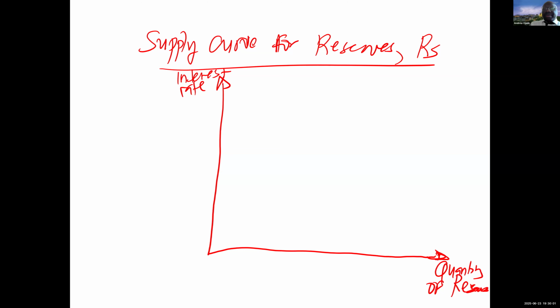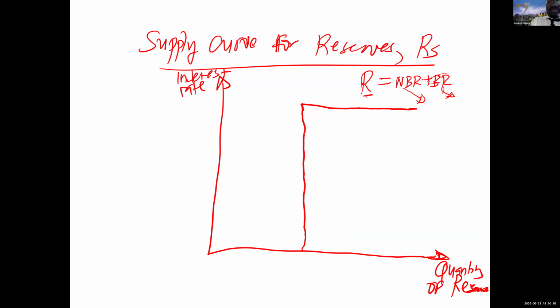The quantity of reserves in the banking system consists of two parts. Total reserves, or the supply of reserves, consists of non-borrowed reserves plus borrowed reserves. When the Fed buys or sells bonds, they influence non-borrowed reserves. If they loan money to a financial institution, that affects borrowed reserves, which are still part of total reserves. The supply of reserves is basically vertical, then it becomes kinked and flat. It's a kinked supply curve.